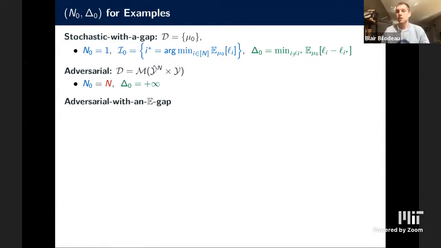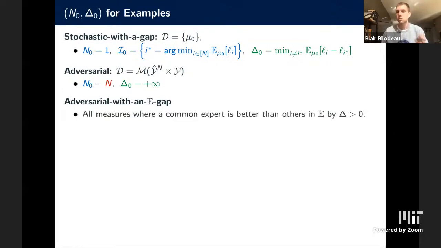And the adversarial with an expectation gap setting. So recall here, we're looking at all measures where some fixed expert is always better in expectation, and it's better by some amount delta, but the distributions can still be changing over time. By design, we're saying there's a single expert that's best in expectation. So we have one effective expert, and we've also chosen its gap to be this delta amount. So that corresponds to the effective stochastic gap because all the other experts are ineffective.